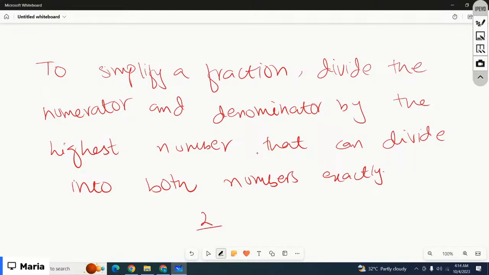Okay. For example, you have 2 over 10. So which is the highest number that can divide both numerator and denominator? The highest number that can divide both numerator and denominator is 2. So you need to divide them by 2. It would be 1 over 5. 1 over 5 is the simplified form of 2 by 10, and also 1 by 5 and 2 by 10 are equivalent. Got it?